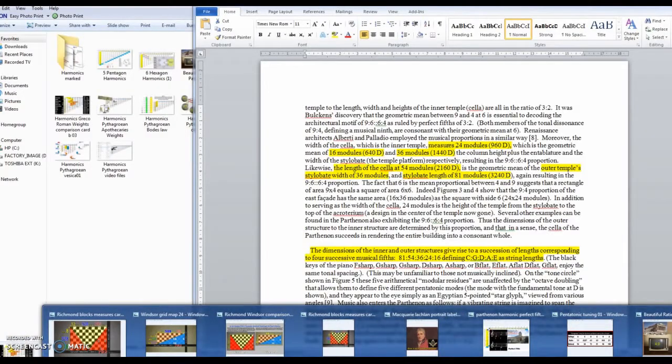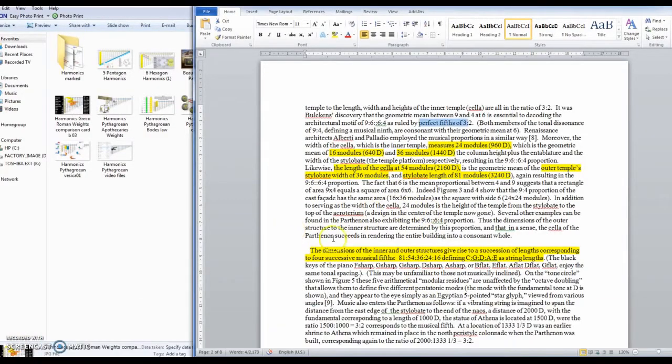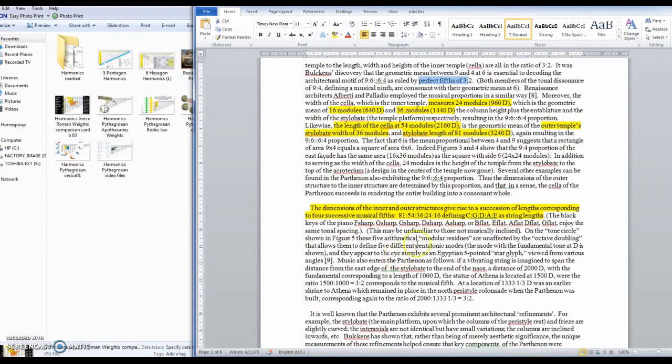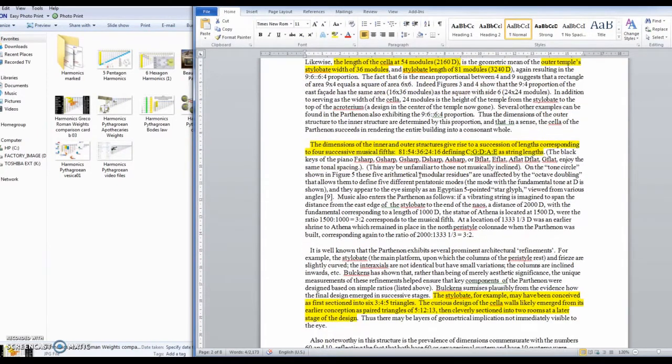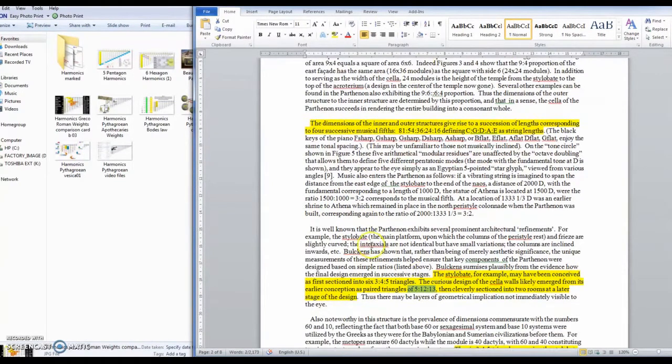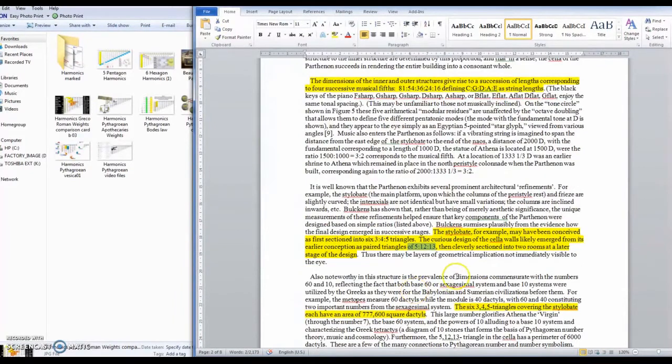Okay, well, before I go there, she also talks about Pythagorean triangles. So we have the Pythagorean Theorem, a squared plus b squared equals c squared. And of the Pythagorean triplets, the first is the 3-4-5 triangle, famously used even by the ancient Egyptians. But the second is the 5-12-13 triangle, and how these proportions are cleverly sectioned into two rooms at a later stage of the design.